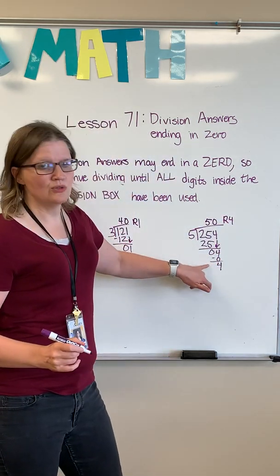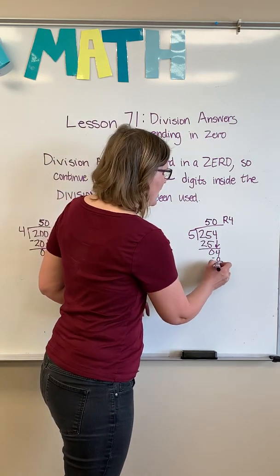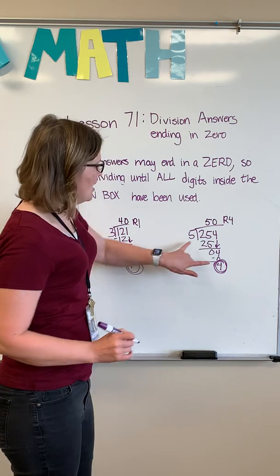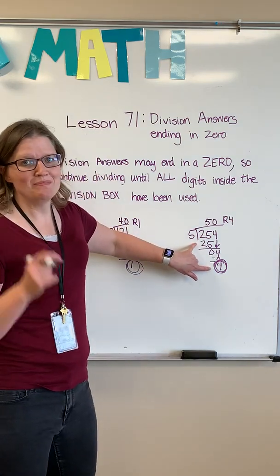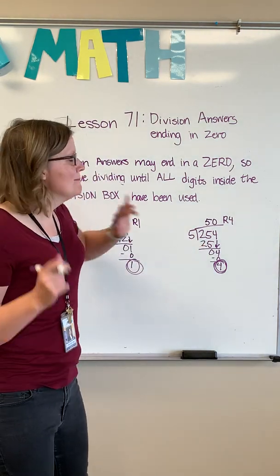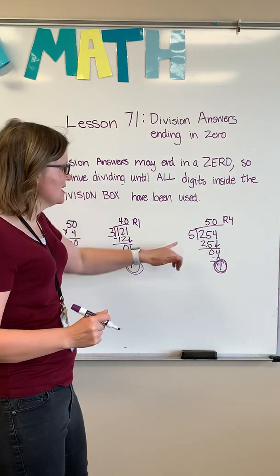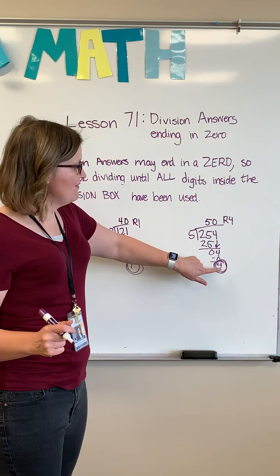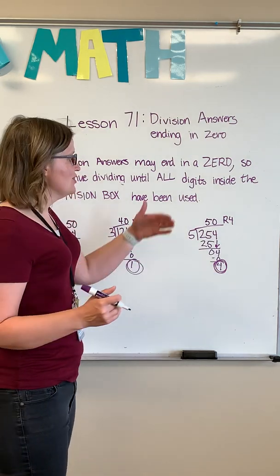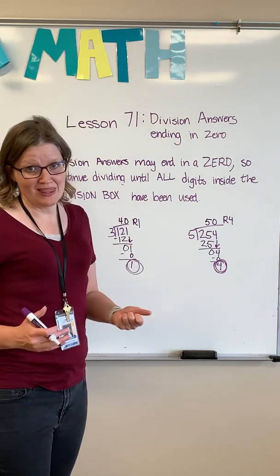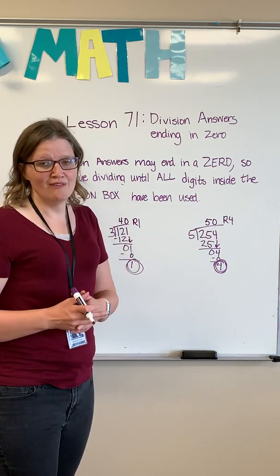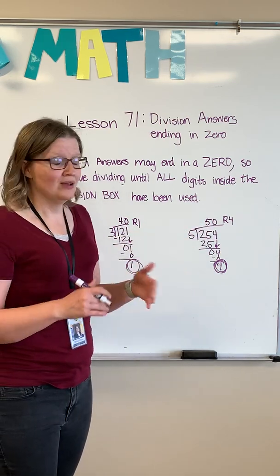One thing to note is, as always, when we have a remainder, our remainder must be less than our divisor. If it is larger, then you need to go back and look at your math, because there's another multiple of that number that you can use.